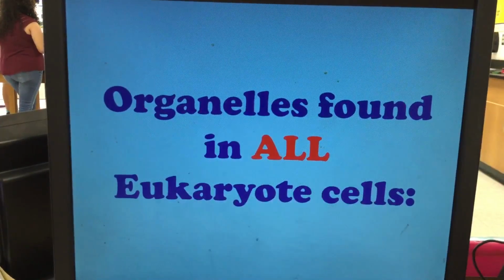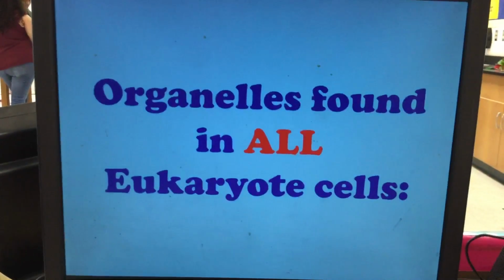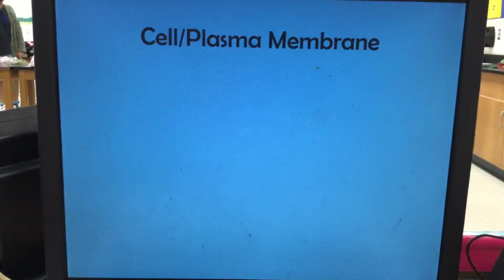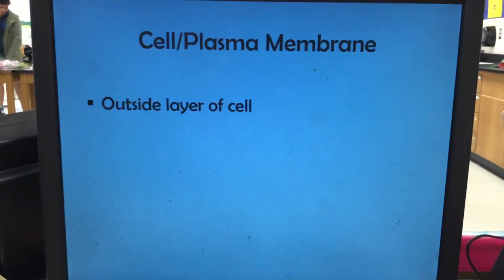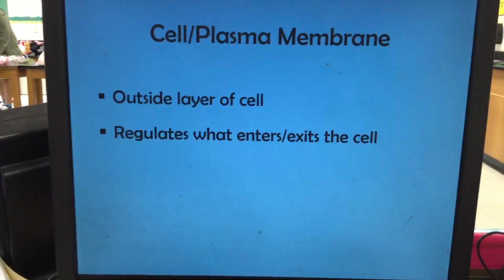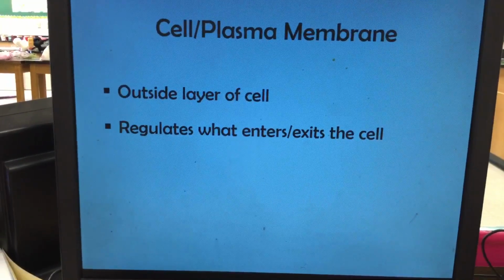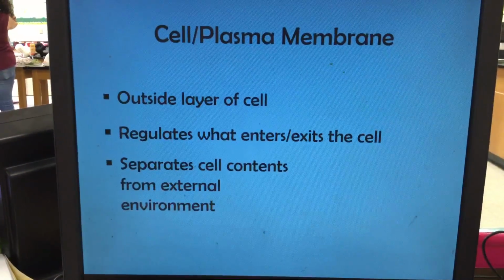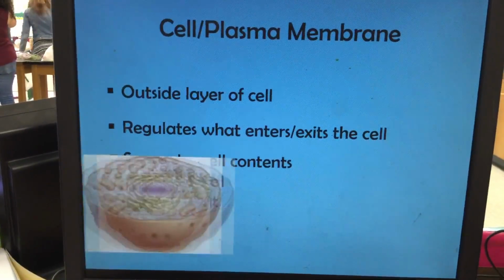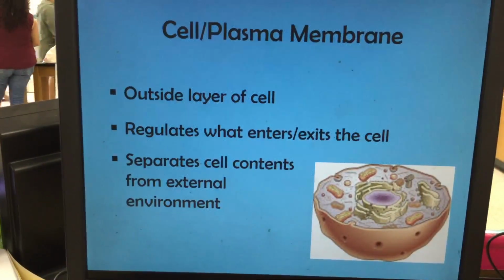All right, so organelles that are found in all eukaryote cells. It's the cell and the plasma membrane. And then the function is the outside layer of the cell. It regulates what enters and exits the cell. And it separates the cell contents from the external environment.